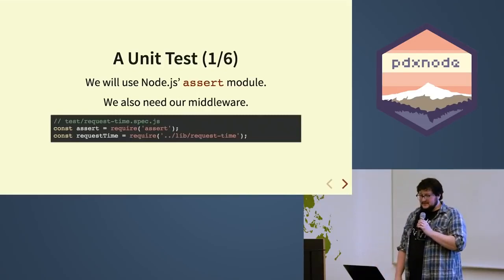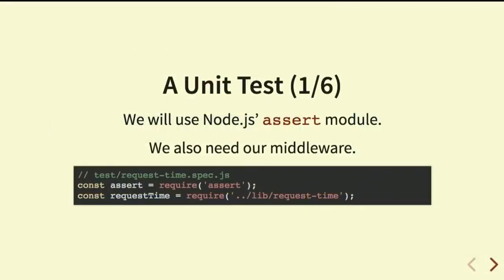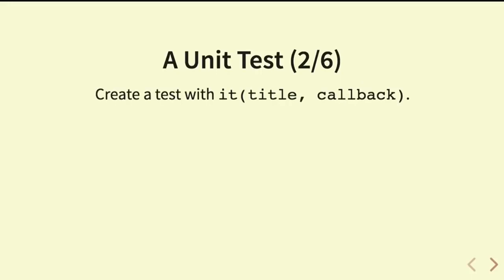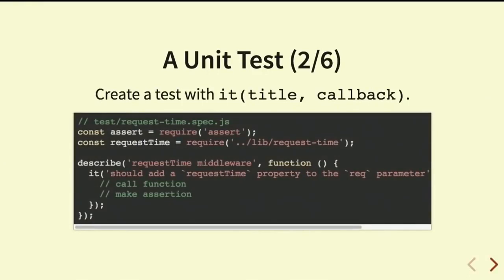And so this is our unit test file. We're just going to pull in the assert module. We're going to pull in our middleware. And next, we're going to create a test. Before, we had describe for a suite, and then in the suite body, we put a test. You create a test with it, title, callback, very similar.